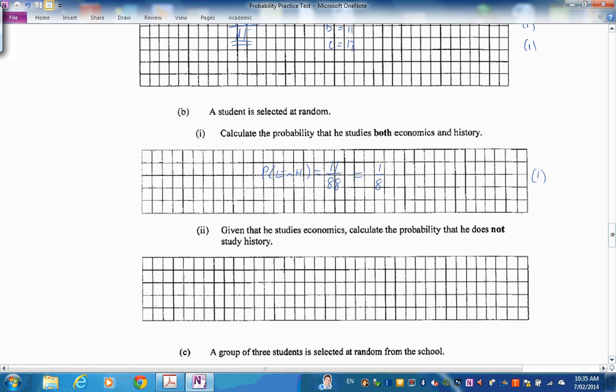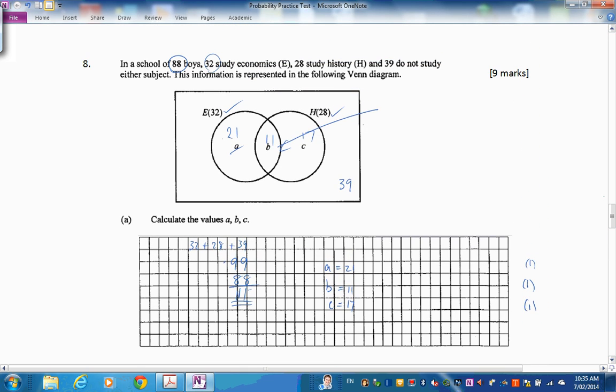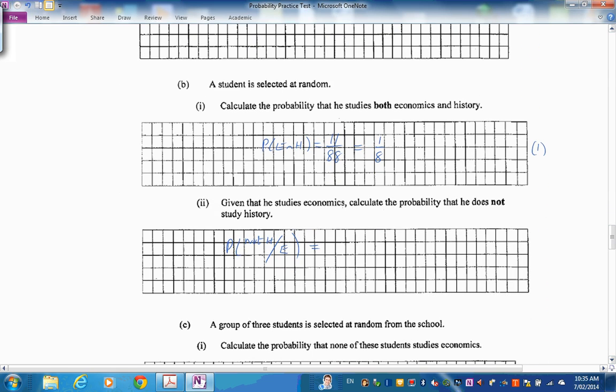Given that he studies economics, the probability he does not study history. That's the probability of not history given economics. From a Venn diagram, it might be best to say not history given economics. So he's in the economics group here, but he doesn't study history. So what is that then? It's this 21, isn't it? So we can go straight there and put 21 out of 88. I wouldn't bother using the conditional probability rule.